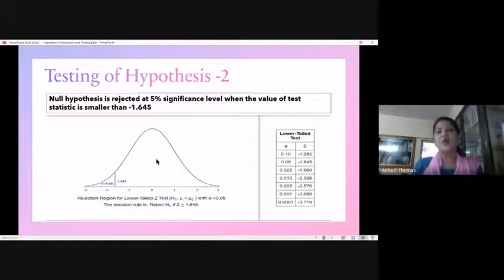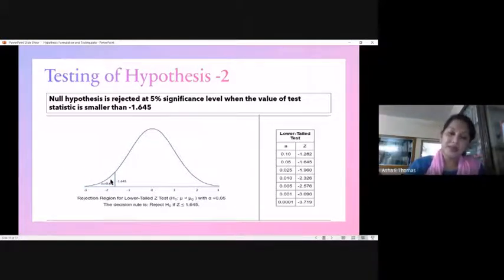Now level 2 and 3 is used when the researcher is somewhat sure about the direction. Okay, somewhat sure about the direction. So here the decision rule is reject the null hypothesis if the value is this 1.645. This is something which I've taken from the lower two-tailed test, which is negative 1.645. This is already there in the Z table.